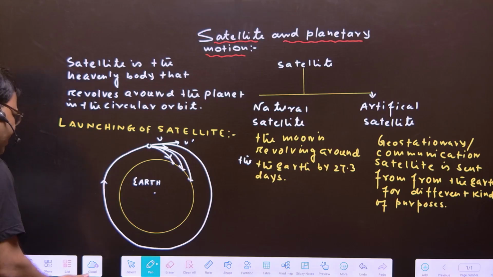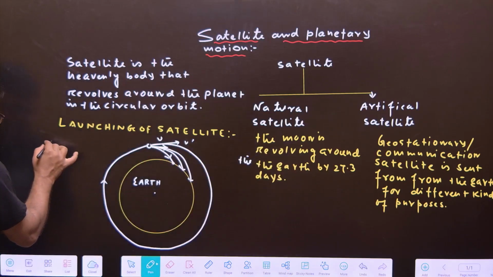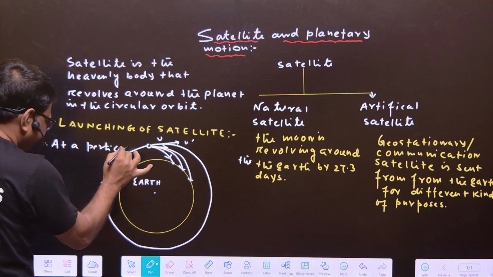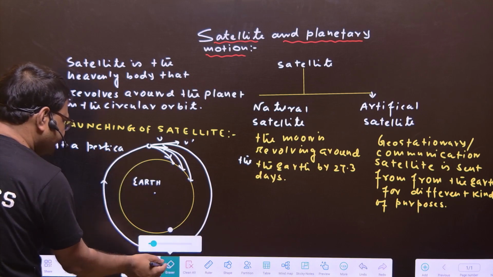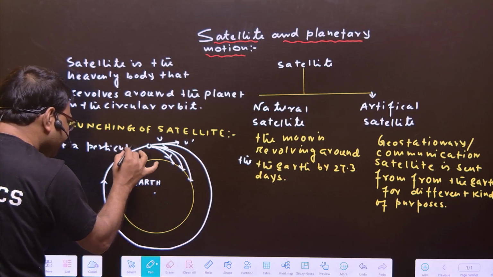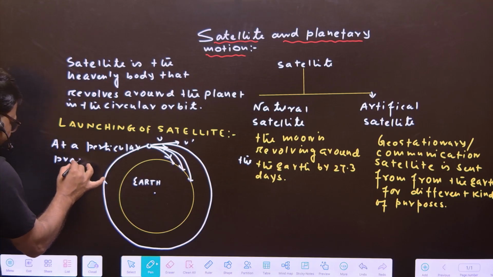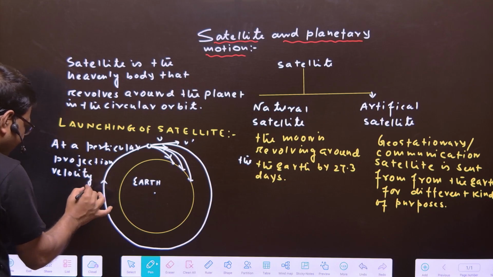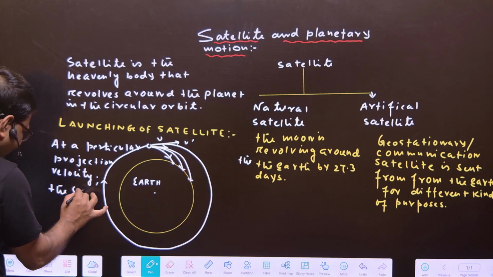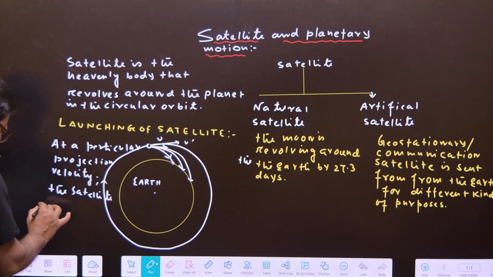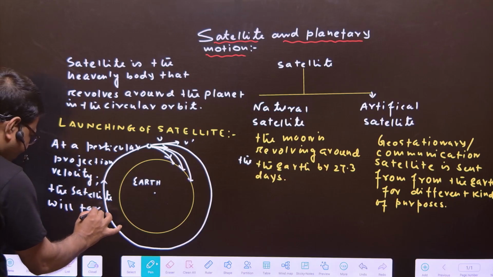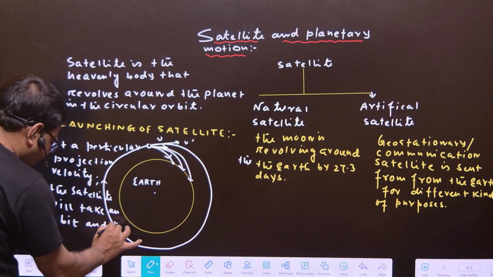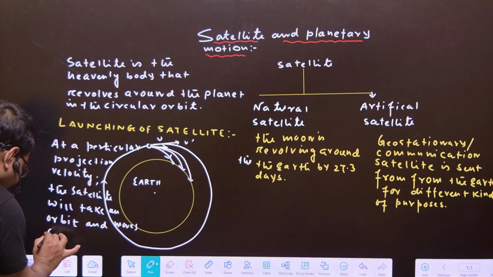I am writing here: at a particular velocity of projection, at a particular projection velocity, the satellite will take an orbit and moves around the earth.